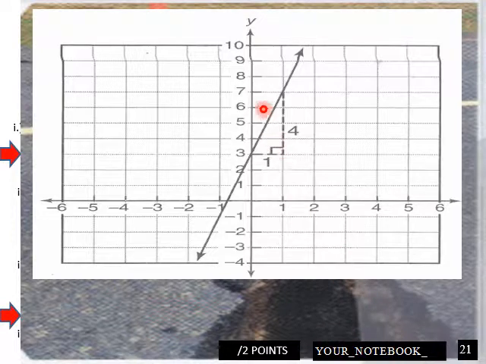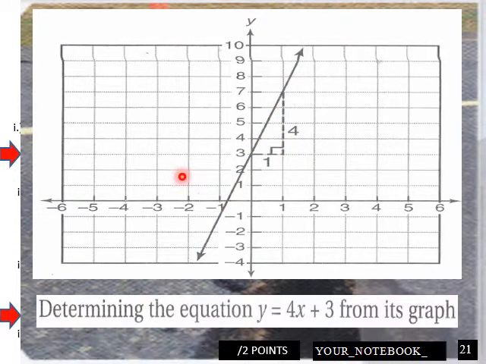So this will be your notebook here. Here's your rise over run. You go up 4 and over 1, so it has a positive slope of 4. Y equals 4x plus 3. Here's the y-intercept.